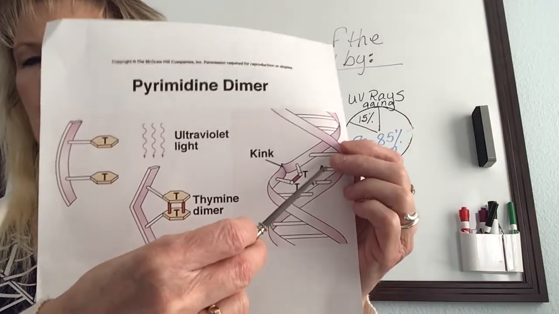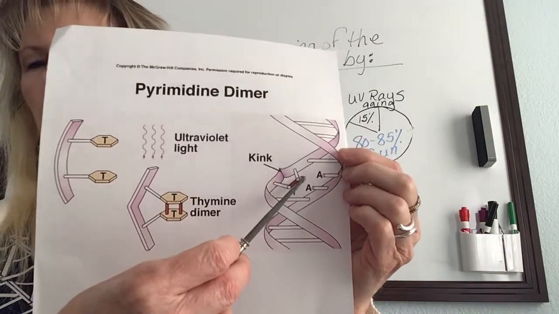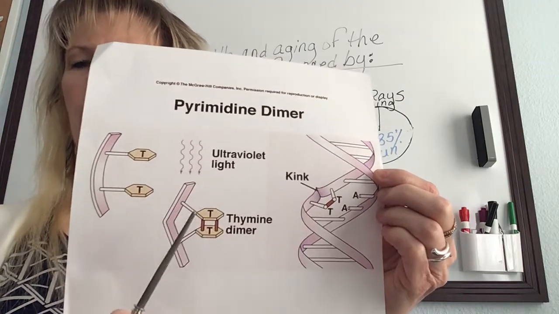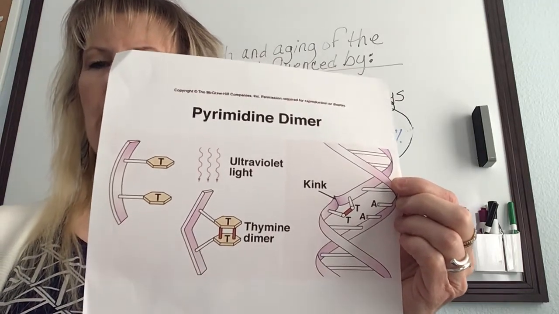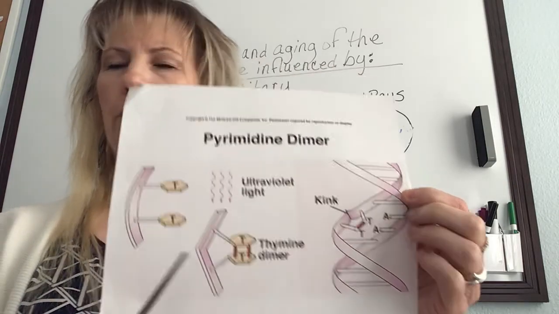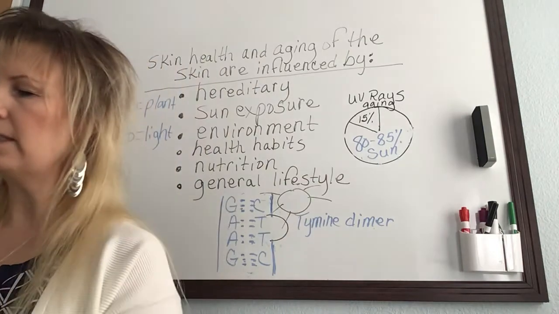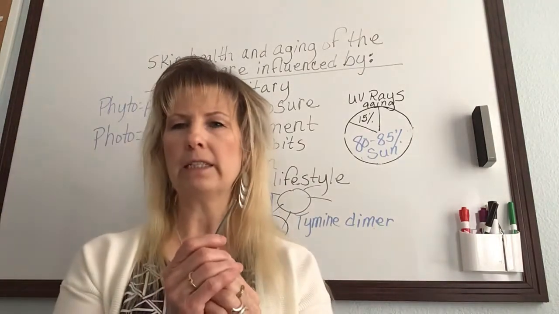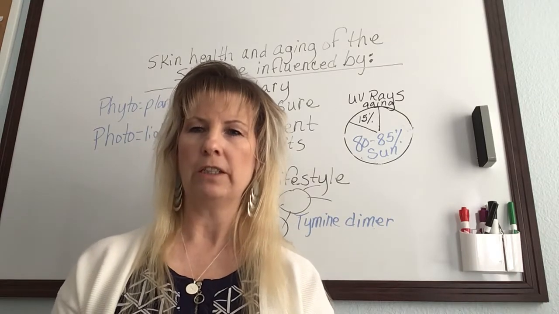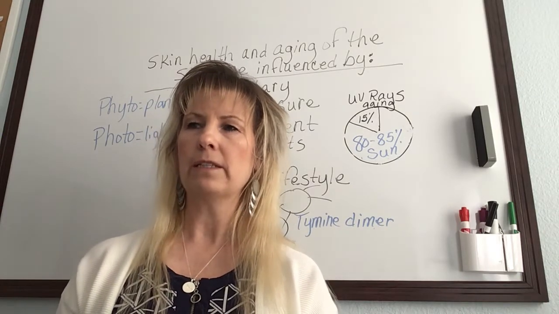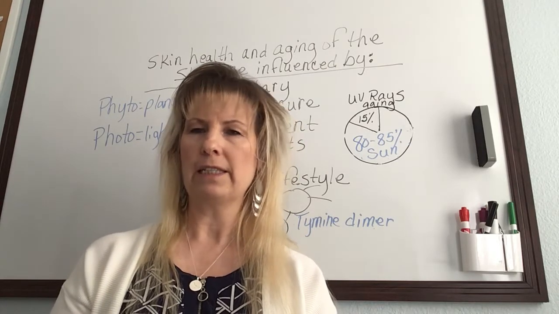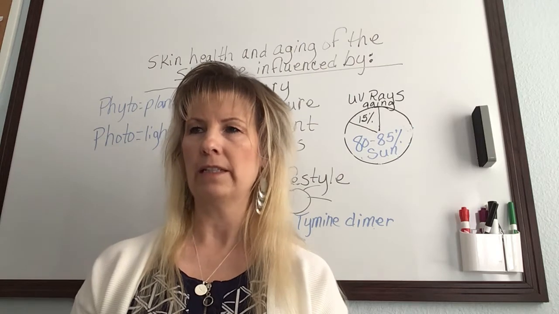So here you can see the two adenines bind with thymine, and what happens is it causes a kink or a bubble in the double helix, and these two thymines end up binding together. They're pyrimidines, and they'll bind together, and that causes mutation in the genetic coding. So when cells divide and they read that codon, it's not correct, and that causes cancer.